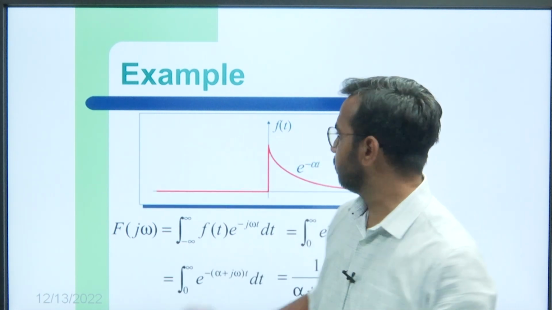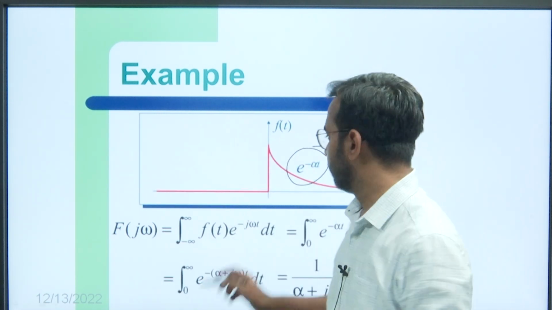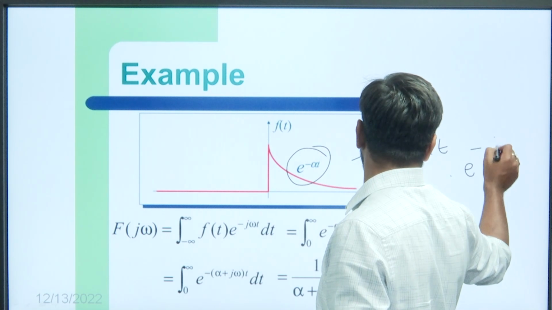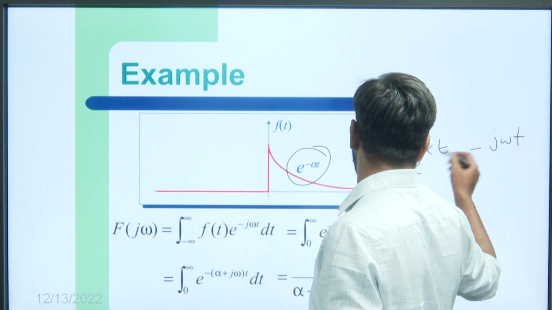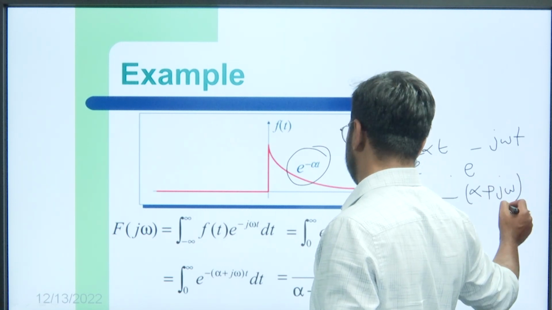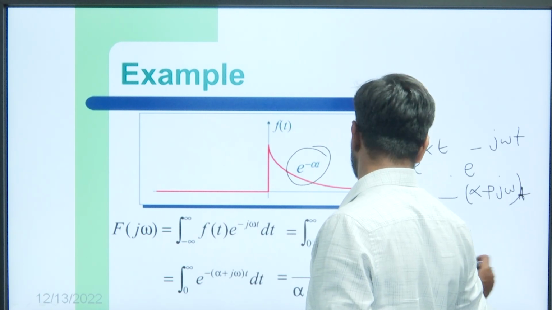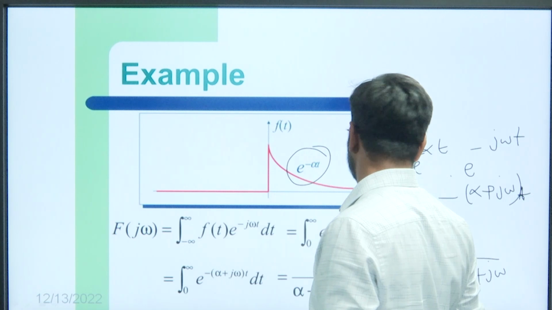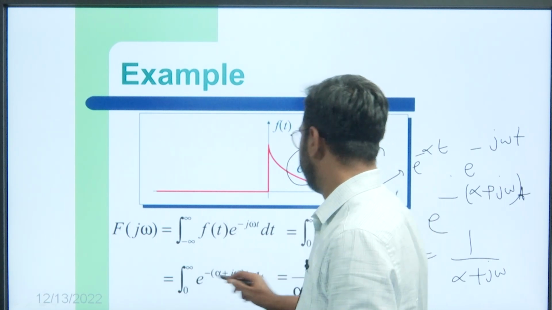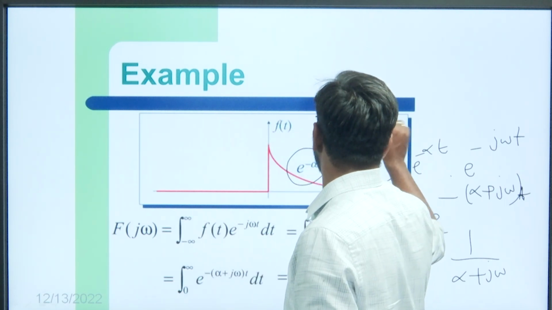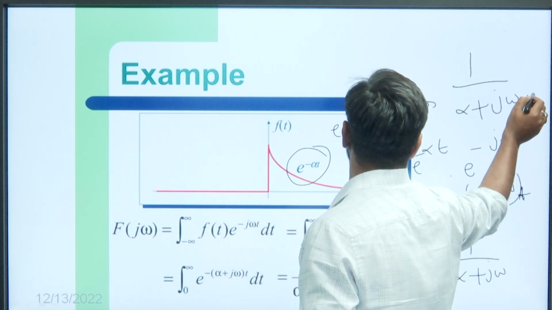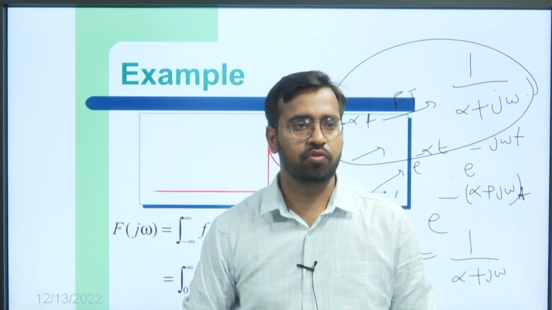Take one more example: e to the power minus alpha t. If you want to integrate similarly, see what will happen. Here we have e to the power minus alpha t, and here we have e to the power minus j omega t. As you know, the powers are added, so it will become e to the power minus (alpha plus j omega) t, and the result comes as 1 upon alpha plus j omega. So remember, the Fourier transform of e to the power minus alpha t is 1 upon alpha plus j omega. This is very useful; in many places you will be required to find this.